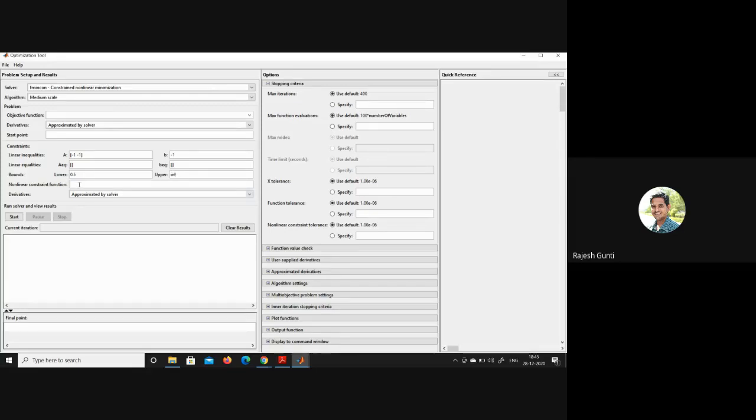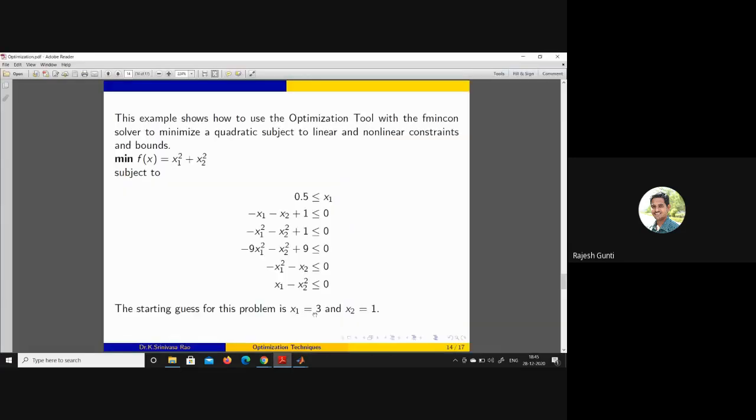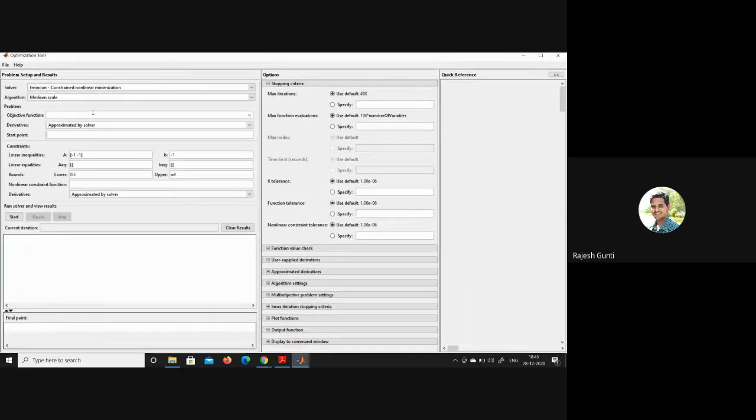Non-linear constraint function. We have to create an M file, and that M file we have to mention here. Here one objective function we need. Starting point. What is the starting point here? The starting point is 3, 1. 3 semicolon 1.